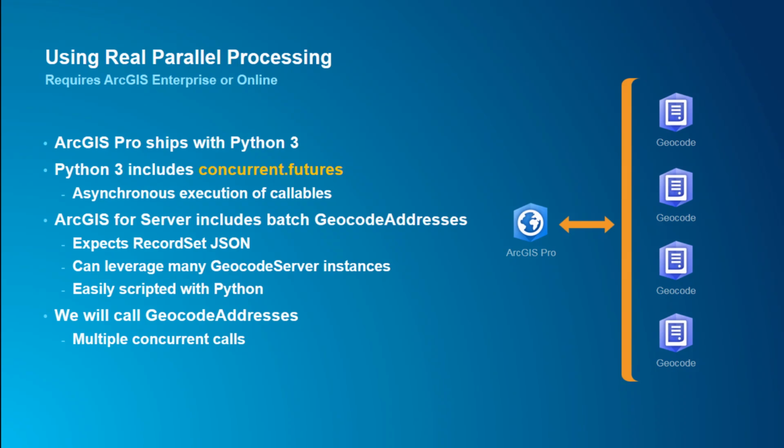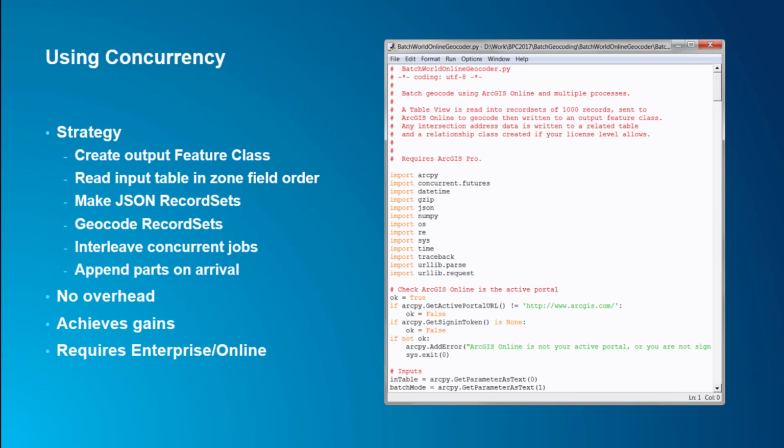The thing I'm going to call is a REST endpoint called Geocode Addresses, which is delivered by ArcGIS Enterprise and also ArcGIS Online. It accepts some JSON formatted input. It lets me leverage all the services that are available on the Enterprise instance or with ArcGIS Online. It's scriptable in Python, and that's what we're going to do. So I'm going to accelerate my geocoding by calling this endpoint.